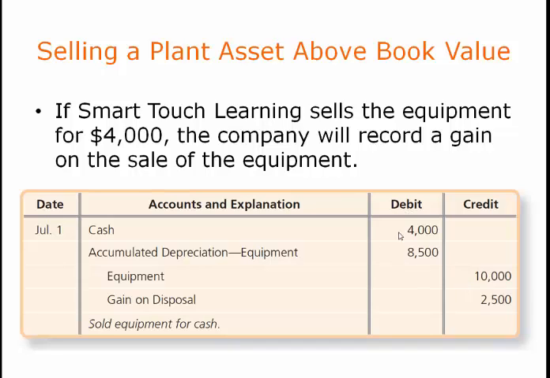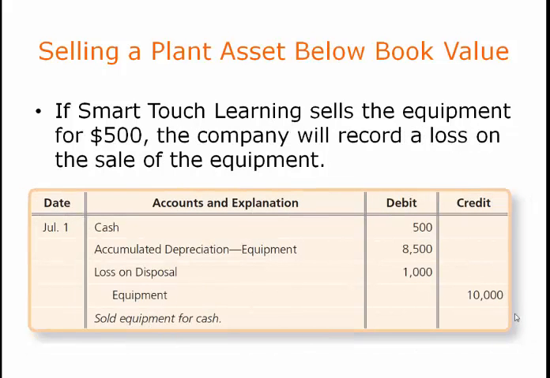Well, now your net debits are $12,500, and your net credits are only $10,000. So you have a gain of $2,500 on the sale of that asset. That's a net positive gain. So that's what's going to happen with that.